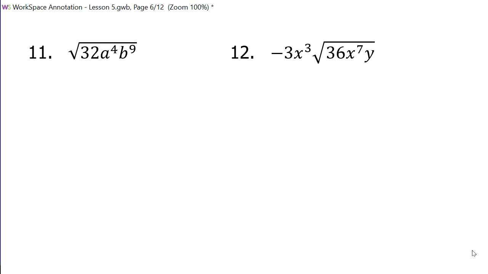Okay, number 11. I want you to do 11. We'll check your answer in a moment. Make sure you're using the largest perfect square.